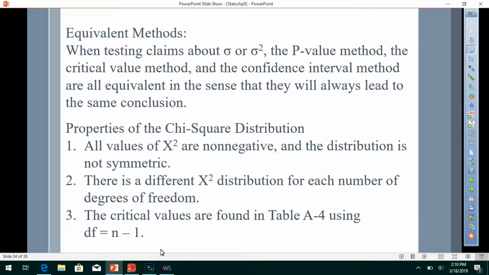Equivalent methods. When testing claims about the standard deviation or the variance, the p-value method, the critical value method, and the confidence interval method are all equivalent in the sense that they will always lead to the same conclusion. Properties of the chi-squared distribution. All values of chi-square are non-negative and the distribution is not symmetric. There is a different chi-square distribution for each number of degrees of freedom. The critical values are found in table A4 using degrees of freedom n minus 1.